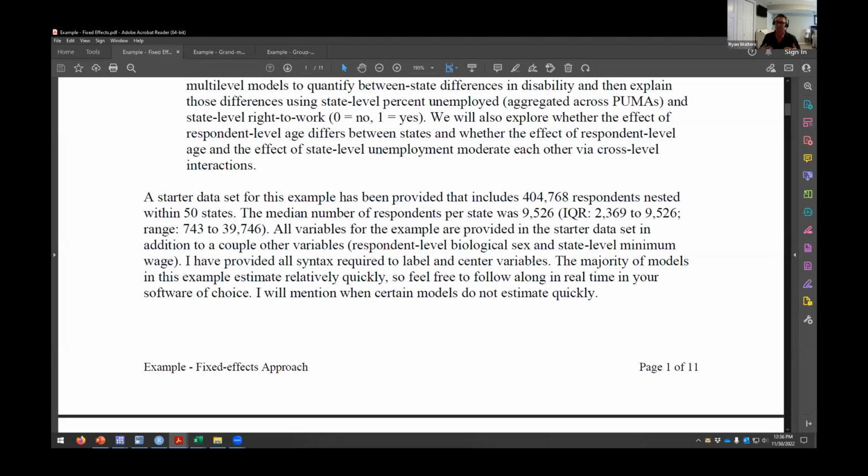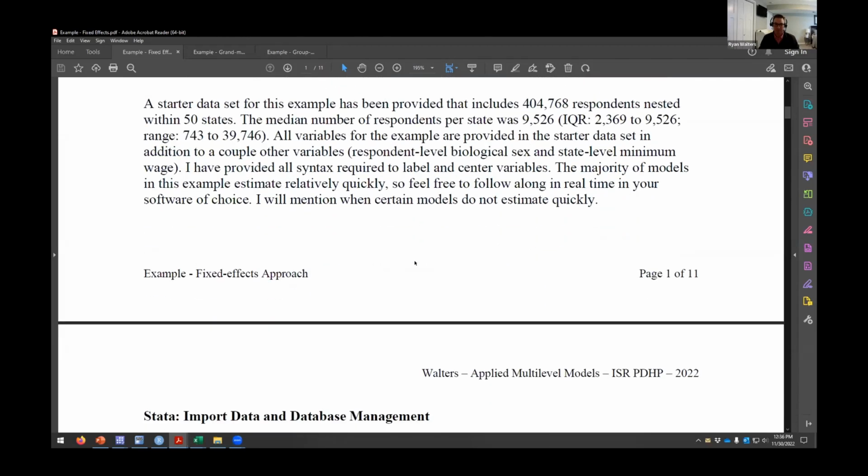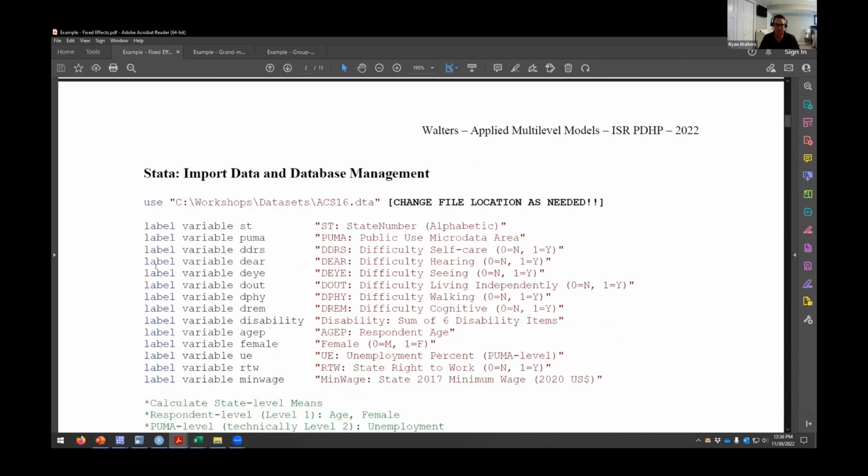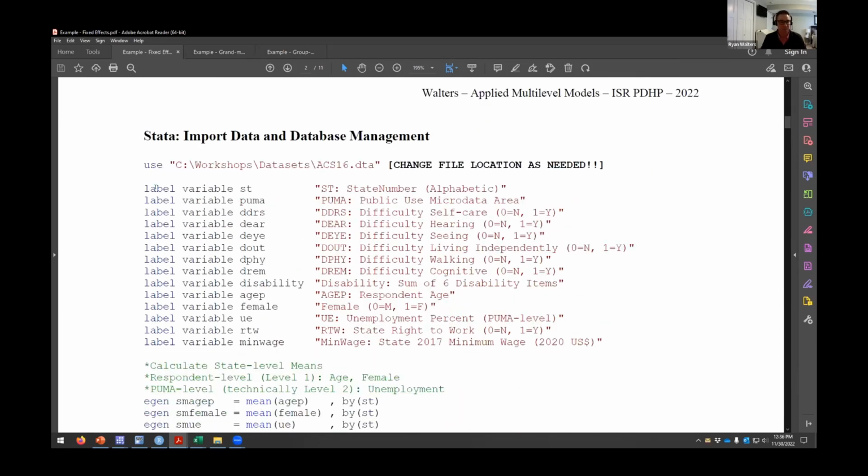So if I say fixed effect model 2, no matter which software you're using, you're going to get the exact same syntax to estimate that type of model. I'm going to tell you again when some models take longer to estimate than others. So we can walk through some of the code here.